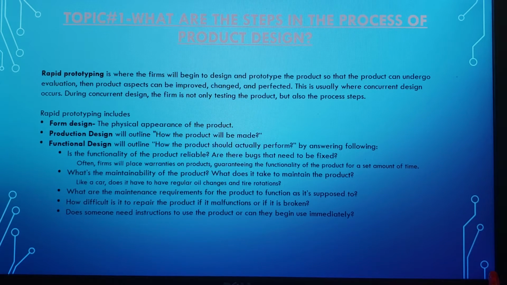Rapid prototyping is where the firm will begin to design and prototype the product so that the product can undergo evaluation. Then product aspects can be improved, changed, and perfected as needed. This is usually where concurrent design occurs. During concurrent design, the firm is not only testing the product, but also evaluating the process steps. Rapid prototyping includes form design, which is the physical appearance of the product, production design, which will outline how the product will be made, and functional design, which will outline how the product should actually perform.